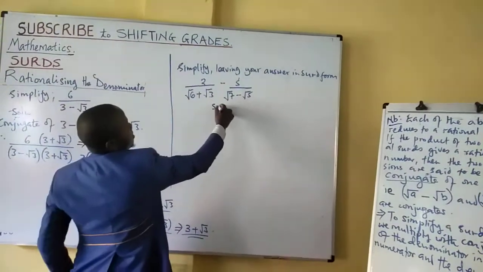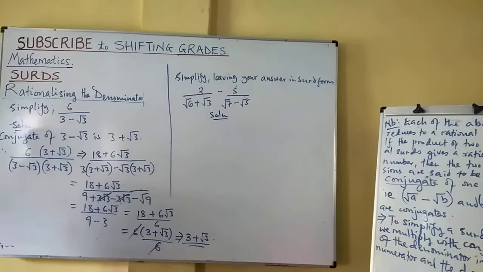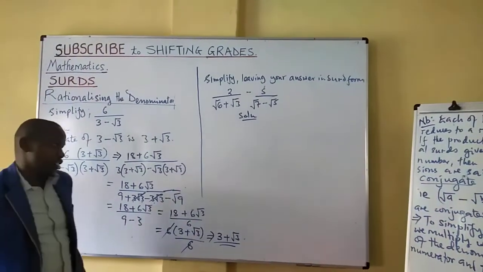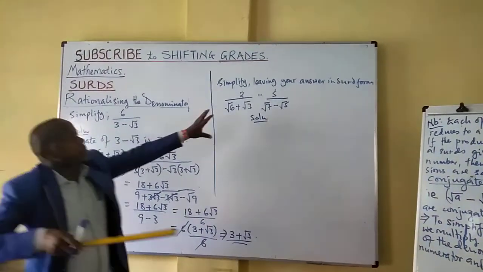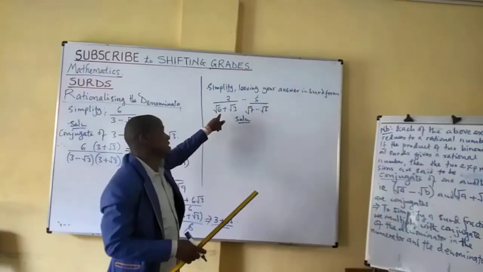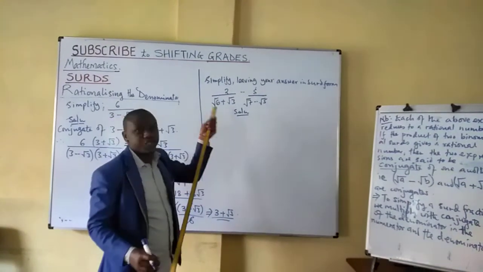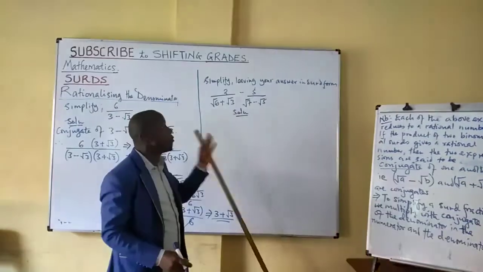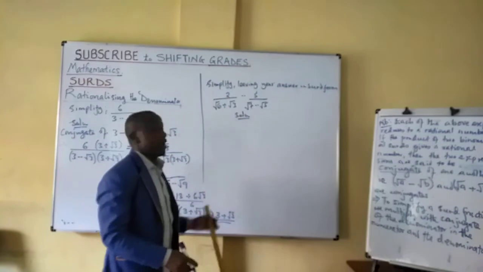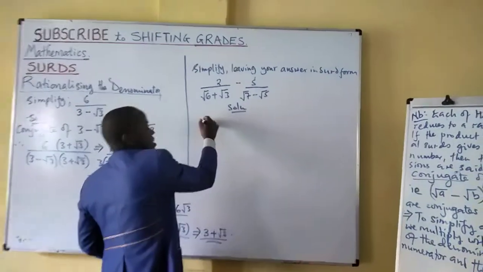We are told to simplify. Then the answer, we are leaving it in surd form. What I encourage students to do is that when you get this one, and you find that this is not conjugate with this one, in such a question, treat it as a normal fraction. Therefore, to simplify this one, use the LCM method.